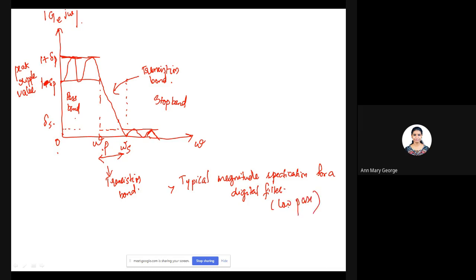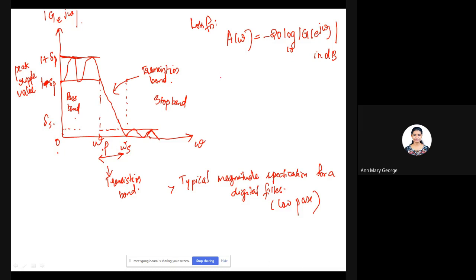Okay, here we are considering a low pass filter. You have to study some more specifications, that is A(omega), the loss function. A(omega) will be equal to minus 20 log of the magnitude of G(e raised to j omega), in decibels.